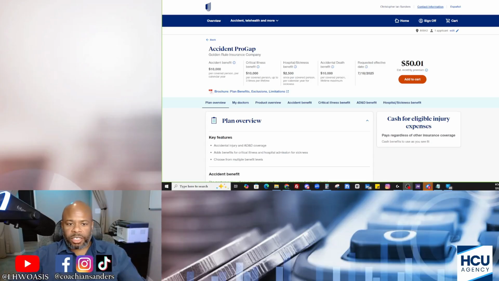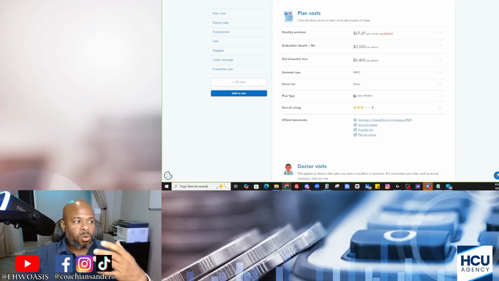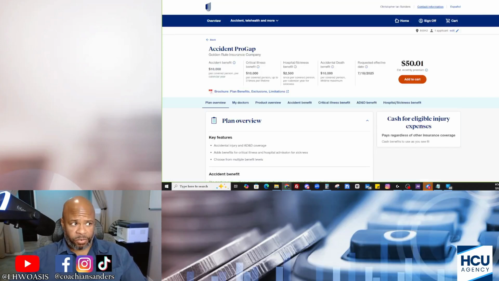So the way that you would explain this to the client is this. All right, Mr. Smith. So you said that you wanted to make sure that you did have some coverage for the $6,400. So we want to make sure that if you go into the hospital, you're not going to get a bill that you're going to have to pay out of pocket while also trying to pay your other bills. What I was able to find for you was a plan through United Healthcare called the Accident ProGap.